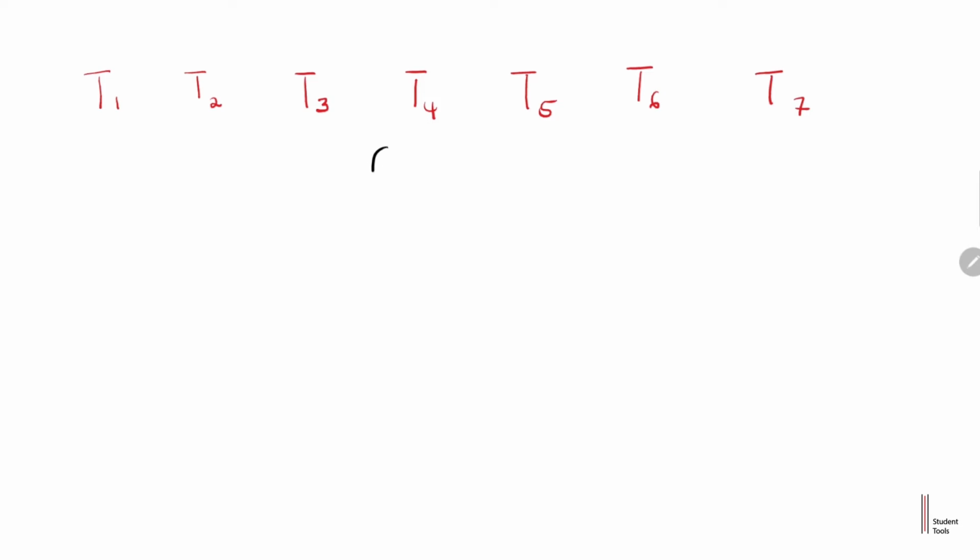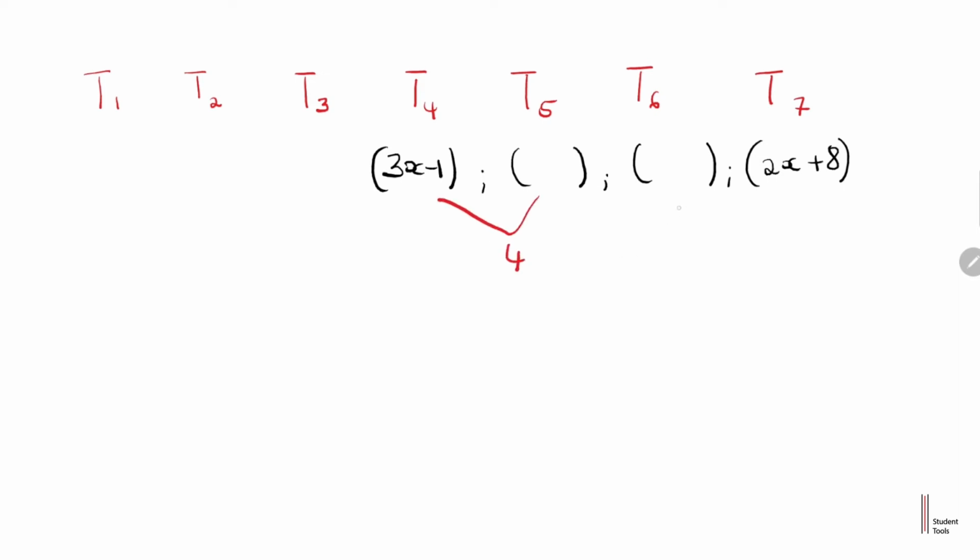So here we have 3x minus 1. And at term number 7 we have 2x plus 8. So we also have terms here and a term over there, term number 5, term number 6. So the other thing that we're told is that we have a common difference of 4.